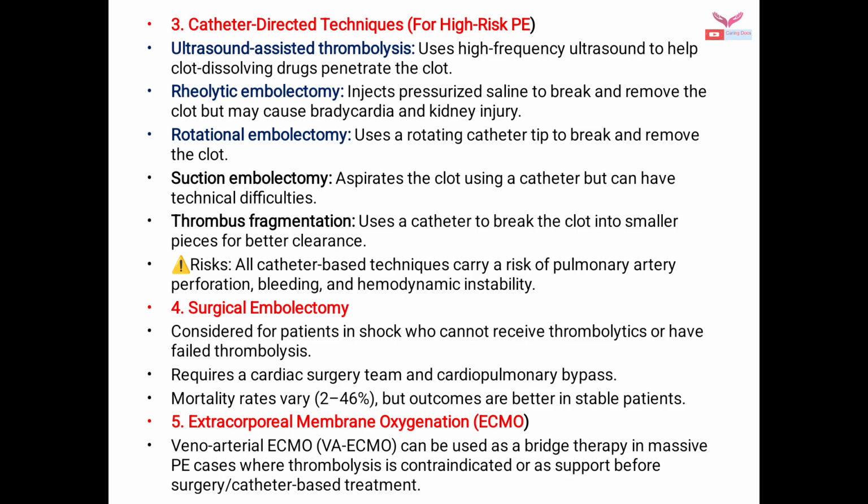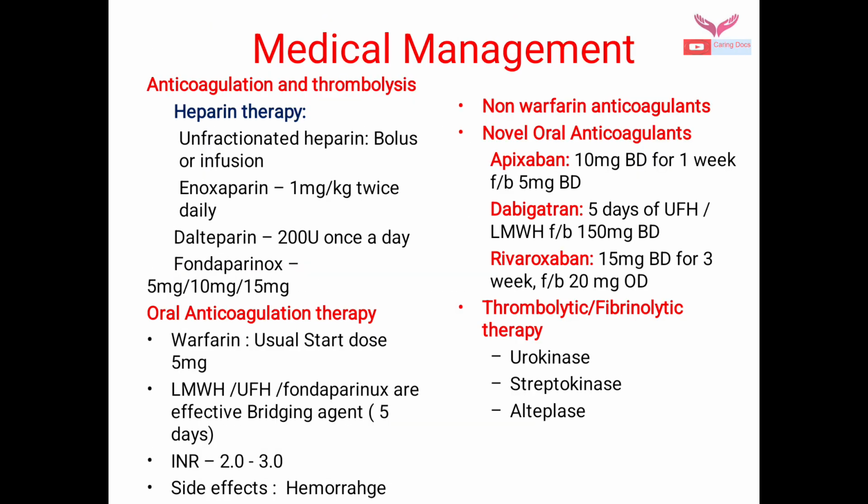Surgical embolectomy is considered for patients in shock who cannot receive thrombolytics or have failed thrombolysis. They require a cardiac surgery team and cardiopulmonary bypass. Mortality rate varies from 2 to 46%, but outcomes are better in stable patients. Extracorporeal membrane oxygenation, veno-arterial ECMO, can be used as a bridge therapy in massive pulmonary embolism cases where thrombolysis is contraindicated, or as a support before surgery or catheter-based treatment.